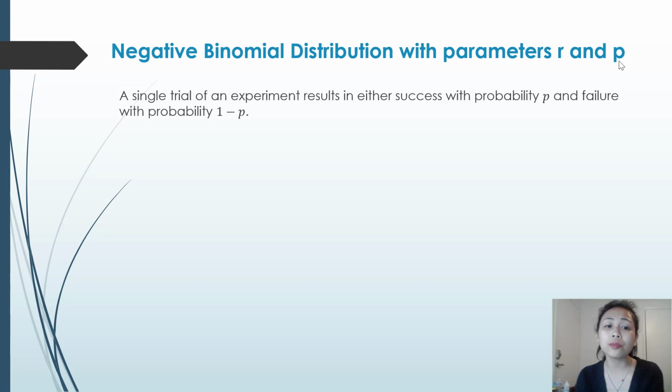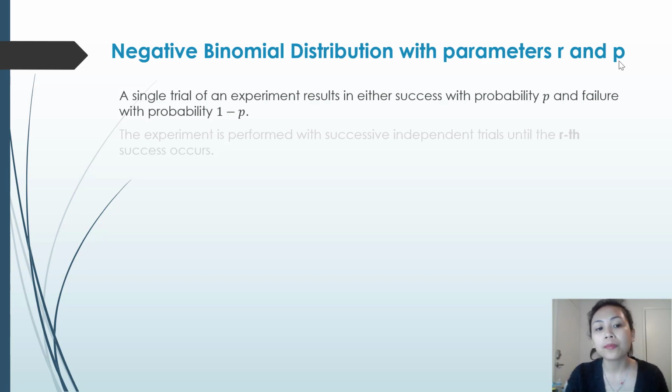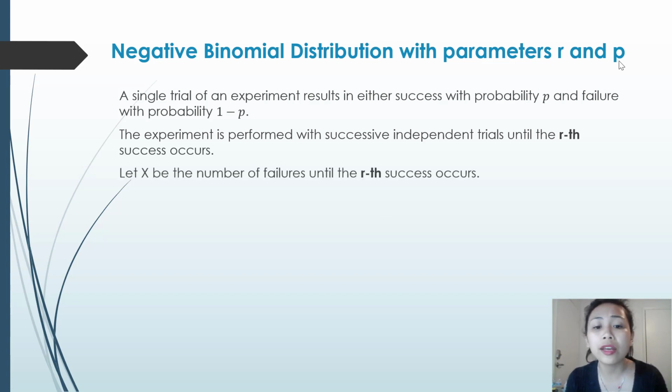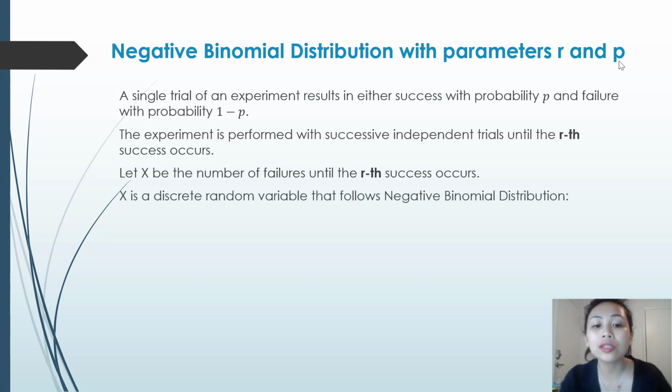So it looks similar to geometric, but the only difference is that we conduct the experiment until we have r successes, not only one. So a single trial of an experiment results in either success with probability p or failure with probability 1 minus p. And the experiment is performed with successive independent trials until the rth success occurs. Let x be the number of failures until the rth success occurs.